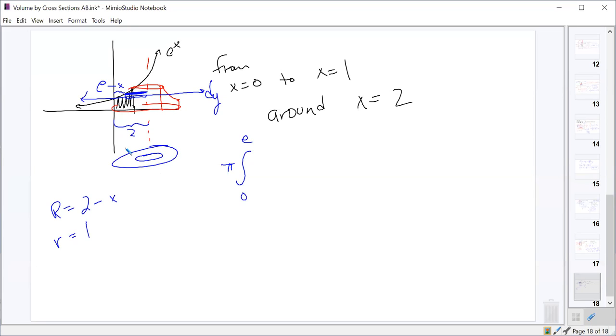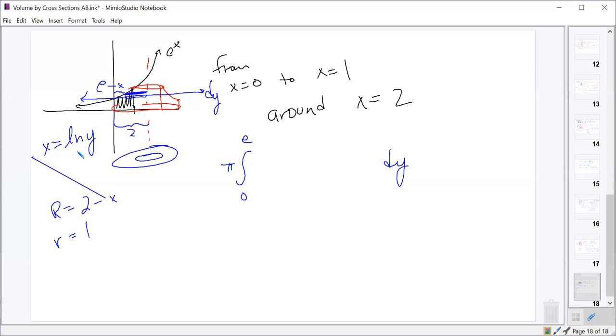Well, let's think about this here. What does x equal? Well, we're going to have to do this in terms of y, right? That's what we said. So what is x? Natural log of y. x is equal to the natural log of y. Everybody agree with that?